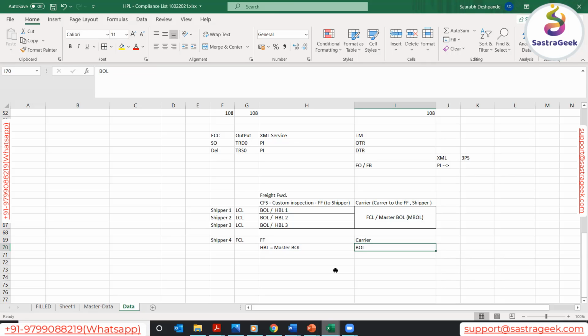If you Google, say, house bill of lading, you will find more details regarding it. These are basically documentary and legal requirements.